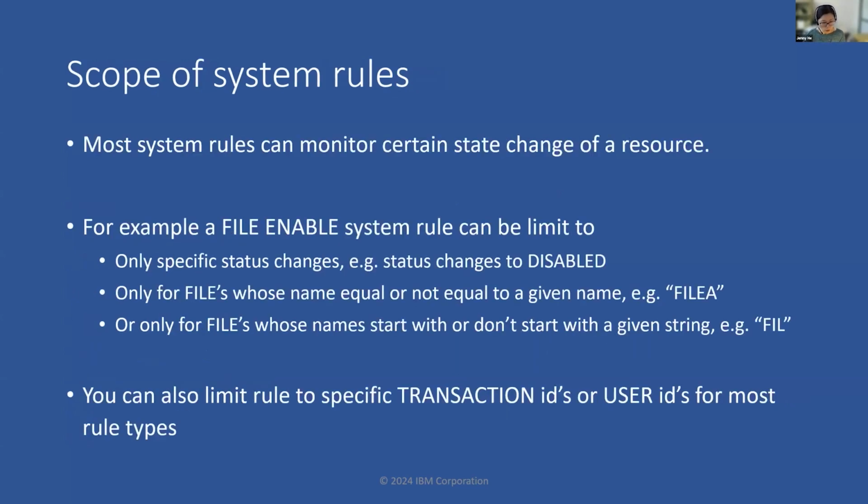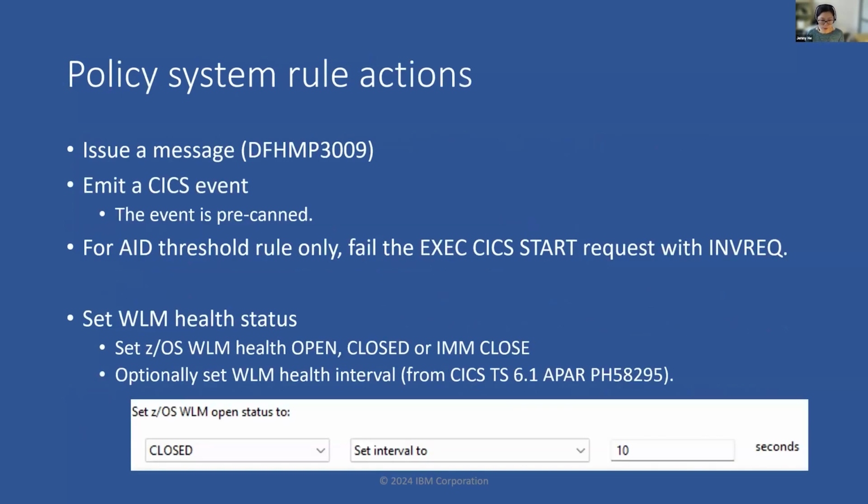For the system rules, we can also be limited to the file. For example, with the file enable system rule, you can monitor certain files, or files starting with a certain name. And you can also limit to just filtering on certain transaction ID or user ID for most of the system rule types.